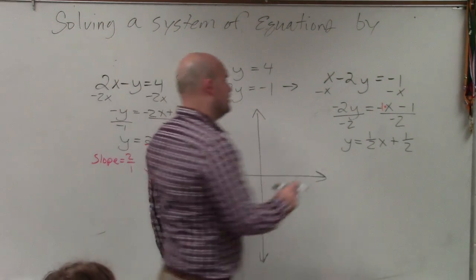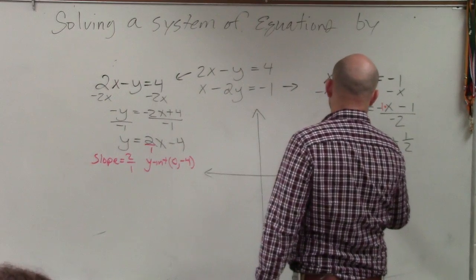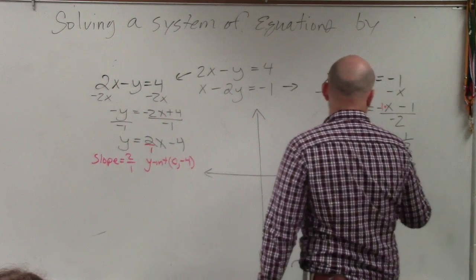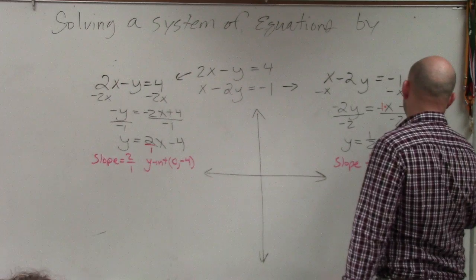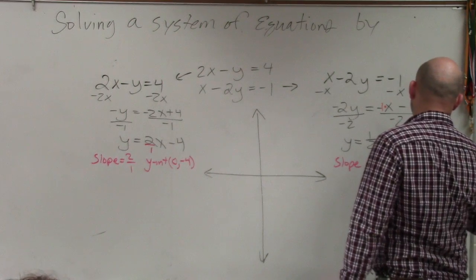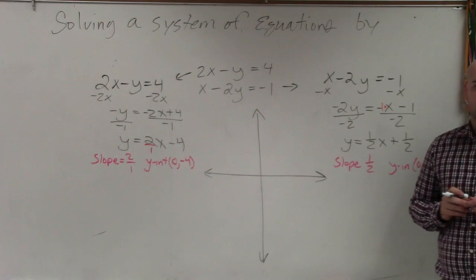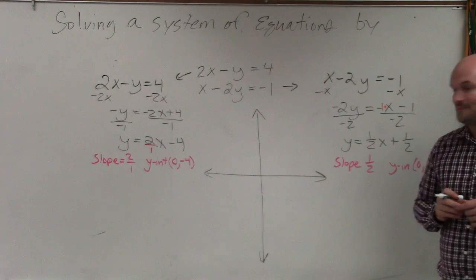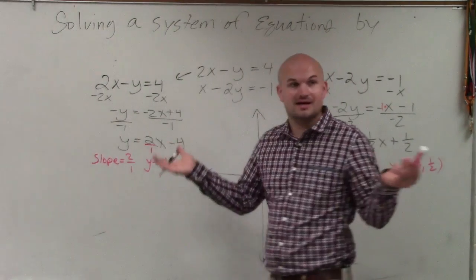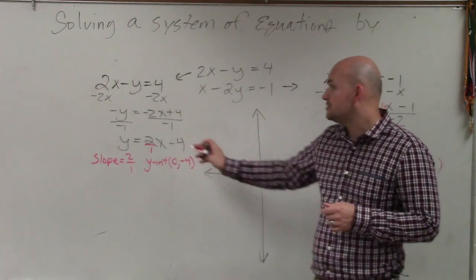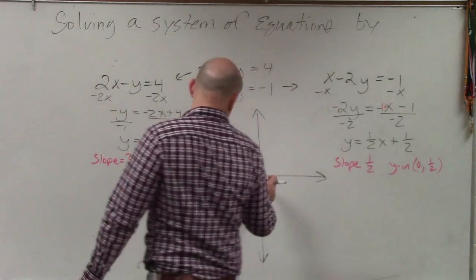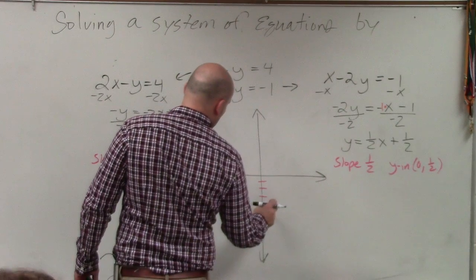Over here, my slope is 1/2 and my y-intercept is 0, comma 1/2. Anybody have any questions on that? OK. So now we just graph each line separately, but on the same coordinate axis. So I go to my y-intercept 0, comma -4: 1, 2, 3, 4.